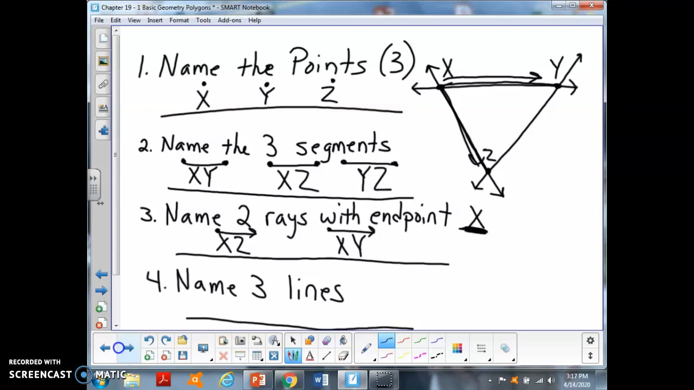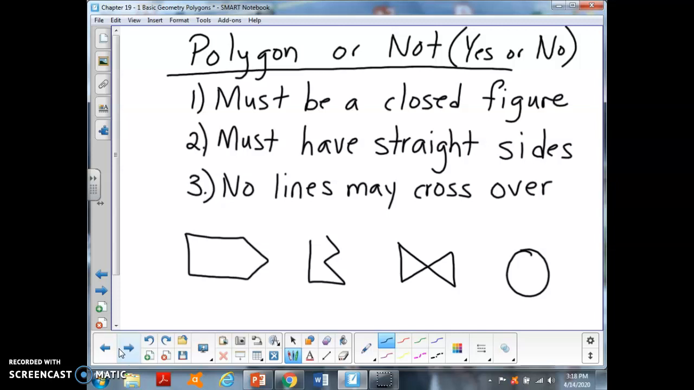Now, 3 lines. Okay, I need to use my symbol. I'm going to draw 3 of them. One more. Okay. I see line X, Z right here. I see line X, Y going across. And then the final one, Y, Z. Getting a little sloppy, but I got to keep going with my time.